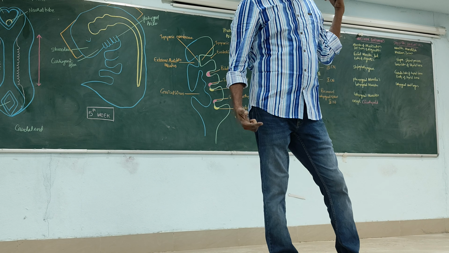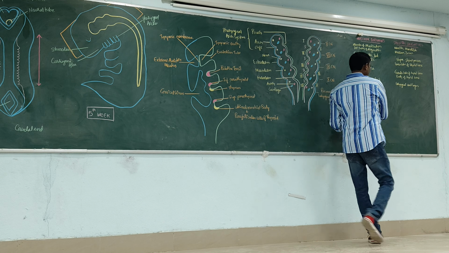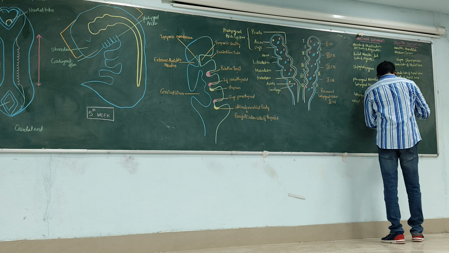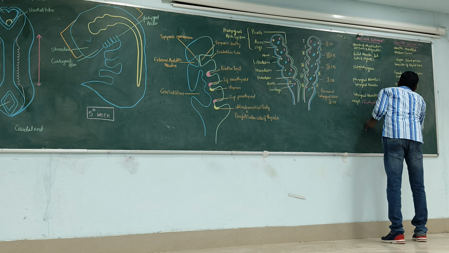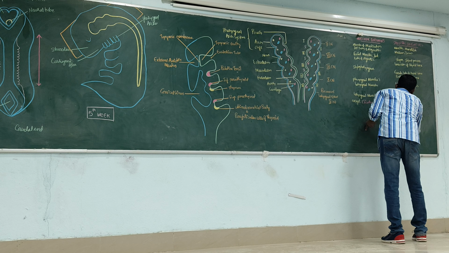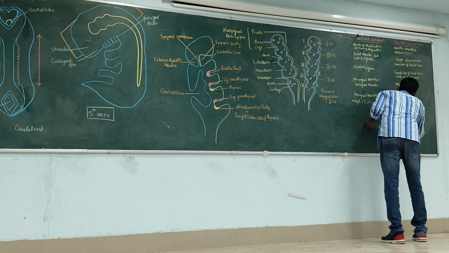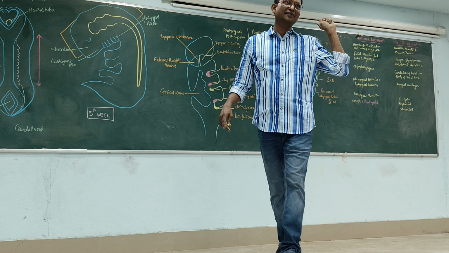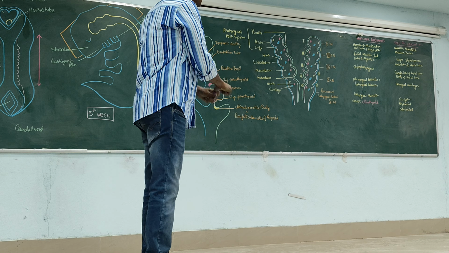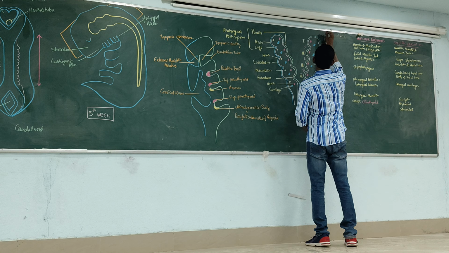But coming to the skeletal derivatives, the skeletal derivatives of the sixth pharyngeal arch are, I will just simply write it as cuneiform, arytenoid cartilages, and corniculate cartilages. So these are all the cartilages which are skeletal derivatives of the sixth pharyngeal arch. So now in a nutshell you can clearly see, it's very easy to understand. I am just writing here.